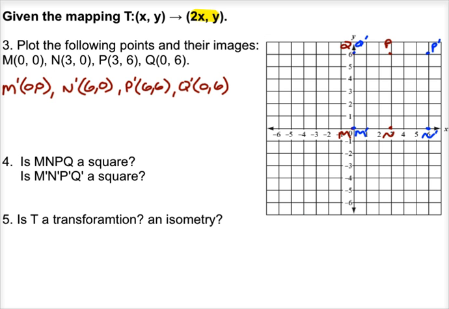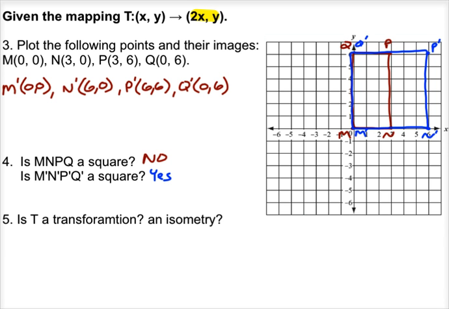Number 4, is MNPQ a square? Well, let's connect MNPQ. Is that a square? And the answer is no, it's a rectangle. Then if I connect the next one, is M prime, N prime, P prime, Q prime a square? So if I look at it, it looks like it could be. So let's see. If it goes from 0 to 6 across the bottom and 0 to 6 vertically, all the dimensions are 6, so this one is yes, it's a square.